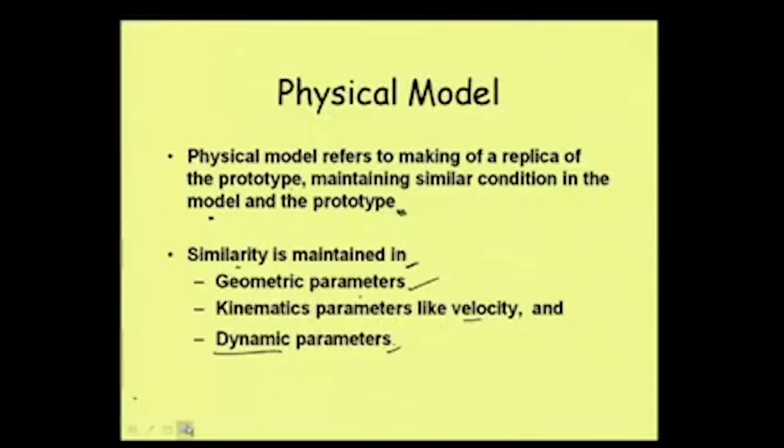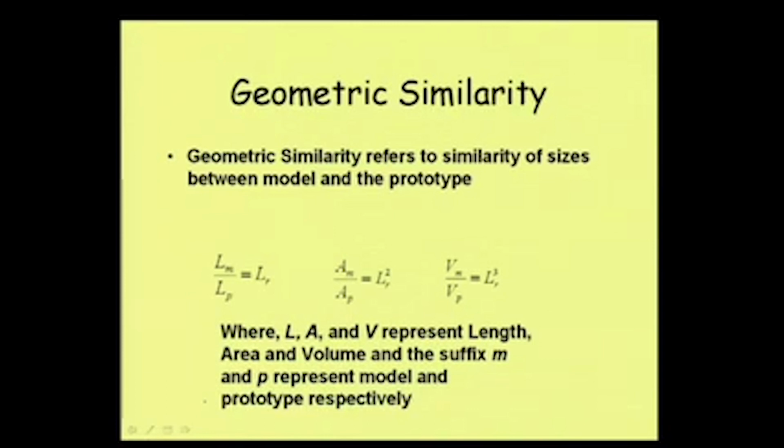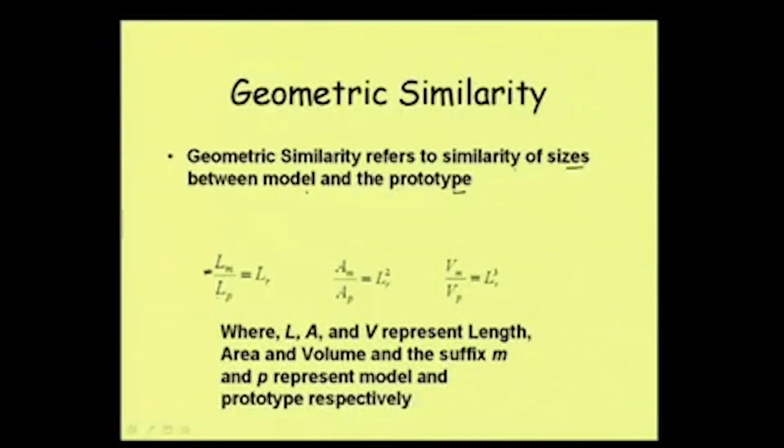Well, now to define it, what is geometric similarity? We can say that geometric similarity refers to similarity of sizes between the model and the prototype. And how can we maintain similarity of size? We will have to maintain some ratio. If we maintain a ratio between the length of the model and the length of the prototype, that means we maintain a scale between model and prototype. That scale we call the geometric scale. So, what will be that geometric scale, or that ratio, of the length of the model and the length of the prototype? We call it the length ratio.